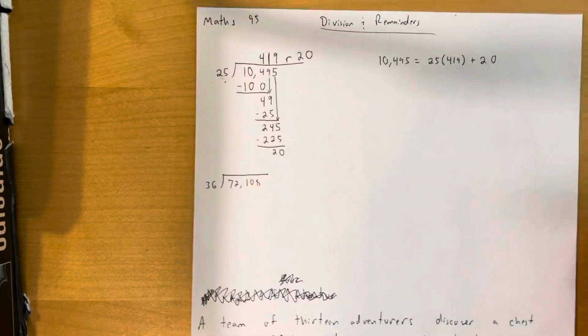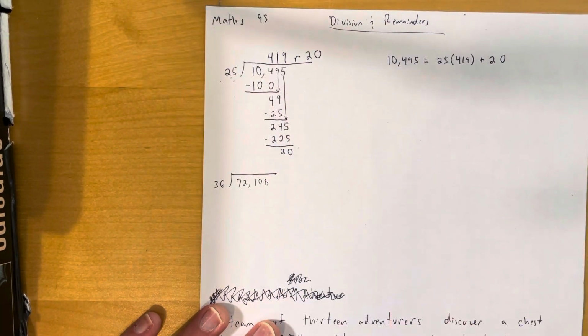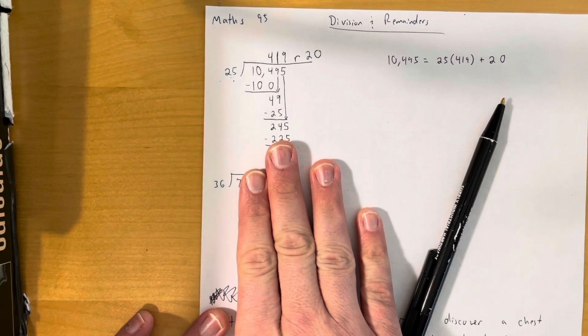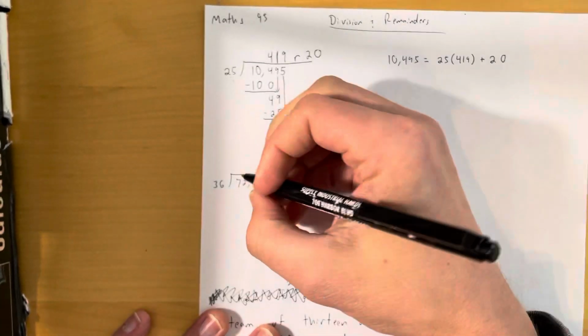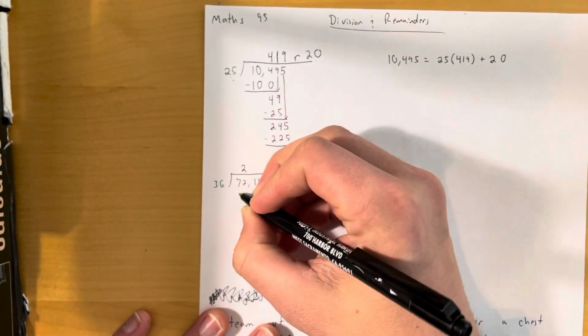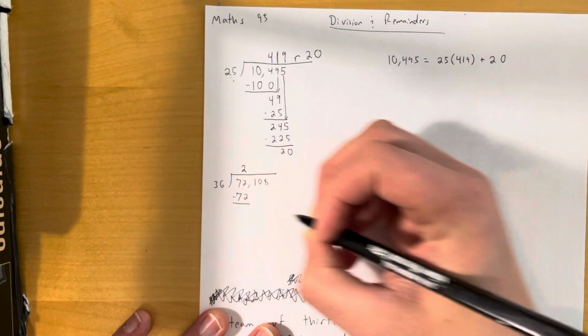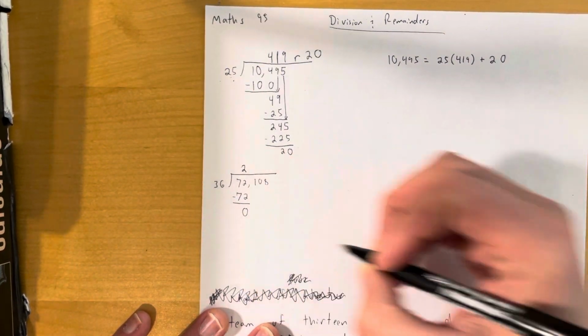Okay, let's do the same thing over in this problem. I have 72,108 divided by 36. So same process. 36 does not go into 7. 7 is too small, but it does go into 72. In fact, it goes into 72 exactly twice. 2 times 36 is 72. And so when I get to my subtraction step, subtracting gives me a 0.